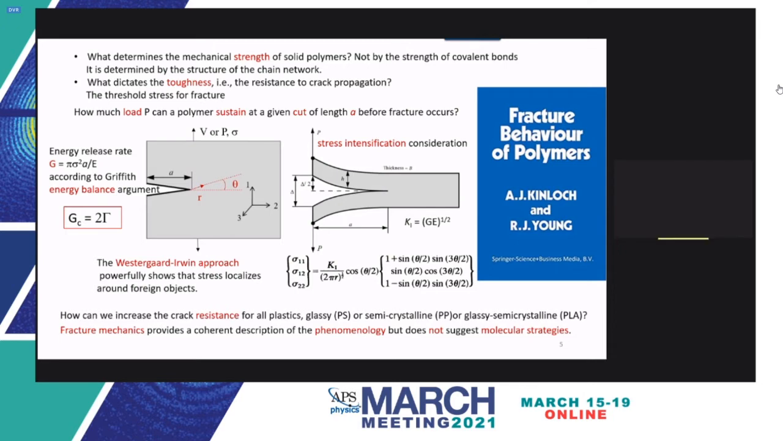So in short, I would say that fracture mechanics, of course, is a way to give us a coherent description of phenomenology with regard to fracture, but it doesn't really suggest any molecular strategies. So this is why I think there should be a marriage between the episodes of molecular mechanics and the episodes of fracture mechanics.